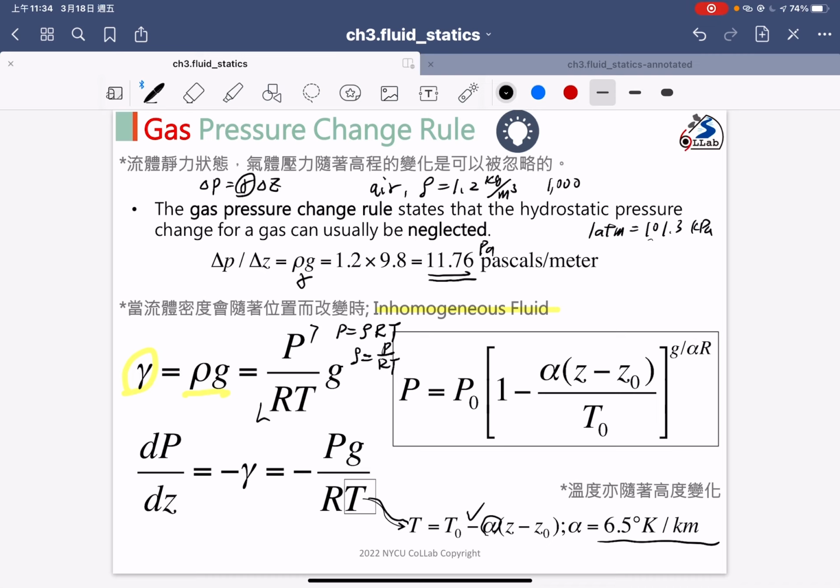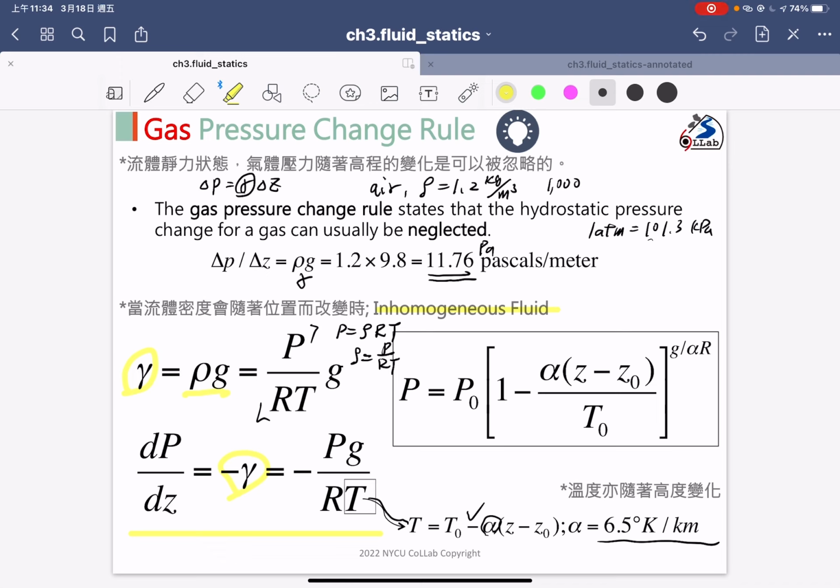If we put all of them together, for this problem we know the gamma is not constant. The gamma is a function of the temperature, and the temperature is a function of the elevation change. So you can try to practice by yourself.